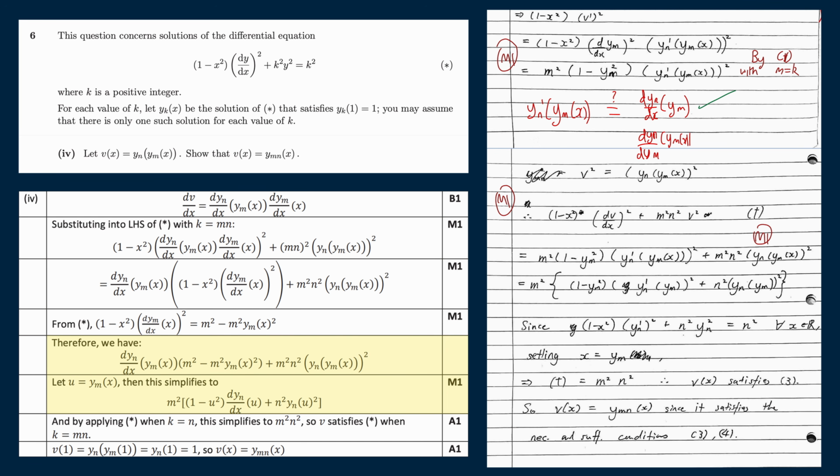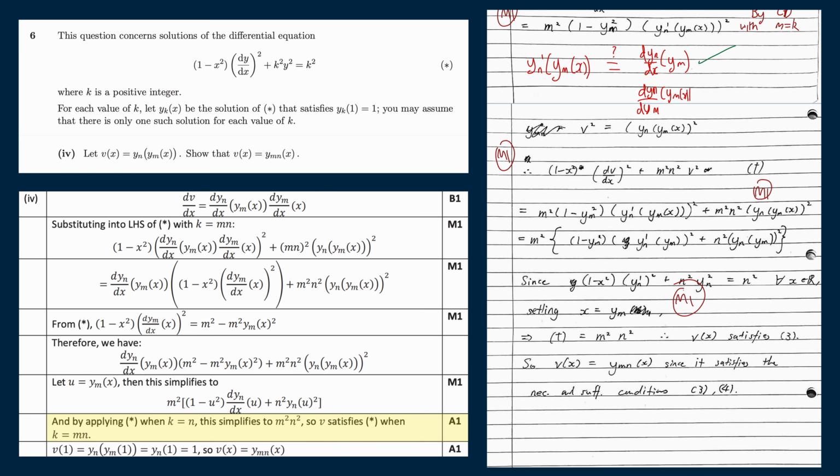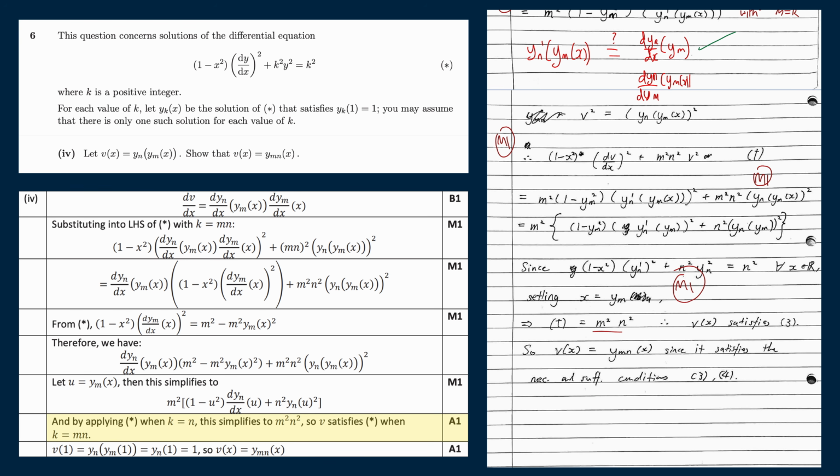And then subsequently, what have they done? They've collected things together, and they've then used the differential equation for y_n, but evaluated at x equals y_m. Now, that's fine, that's allowed, because the differential equation is meant to be true for all x, so I can substitute x for whatever I like, even another function. So clearly, that is precisely what that final M mark is all about. That's been nicely spelled out, and therefore we have managed to establish the differential equation because we get m squared n squared. So we get that A mark.